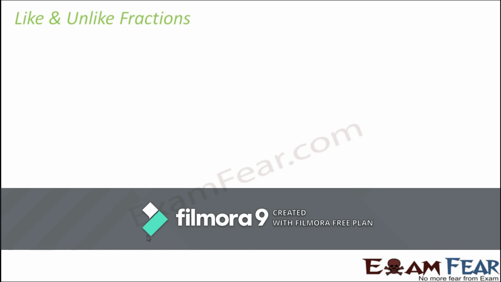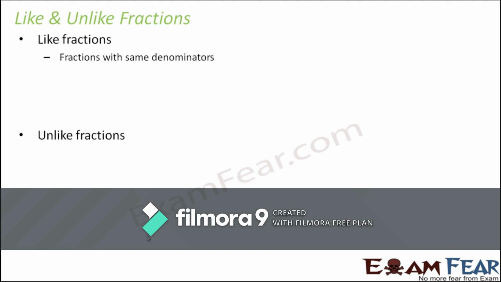Now again, when we talk about fractions, it becomes important to talk about like and unlike fractions. So what are like fractions and what are unlike fractions? Those fractions with the same denominators are called like fractions. So let us look at some examples. Let's say 1 by 2, 5 by 2, 789 by 2, minus 5 by 2, 0 by 2. All of these are like fractions because all of them have the same denominator, that is 2. So they are all like fractions.